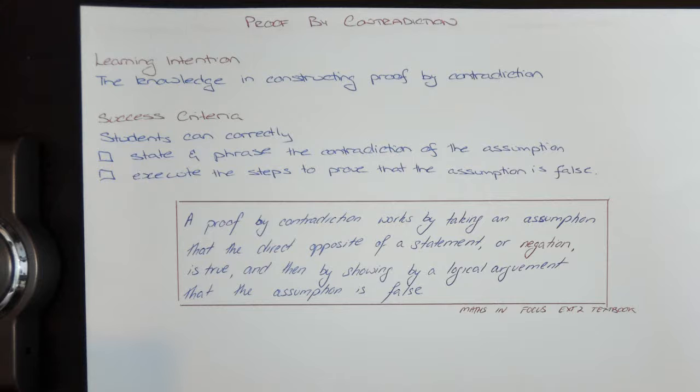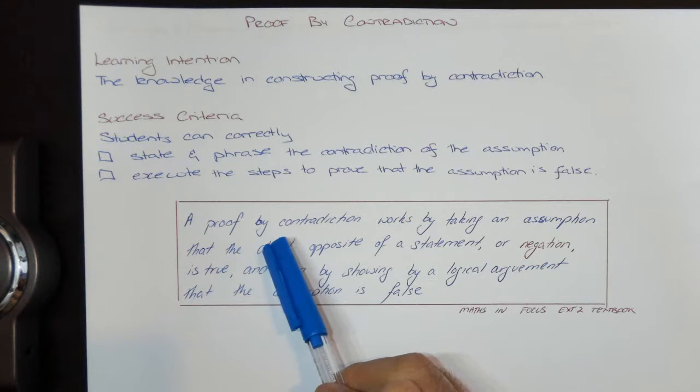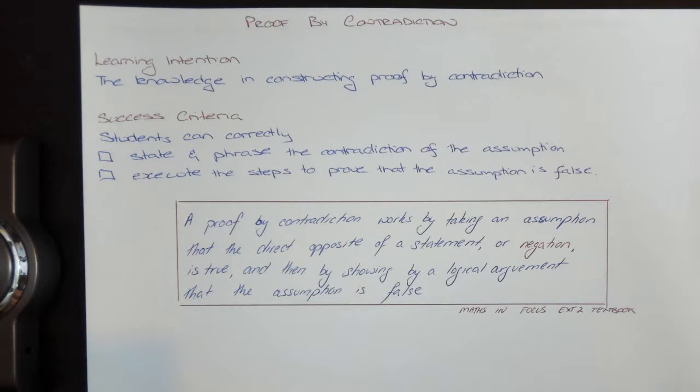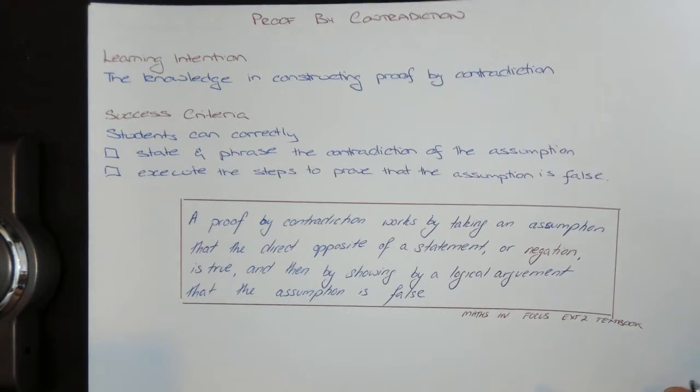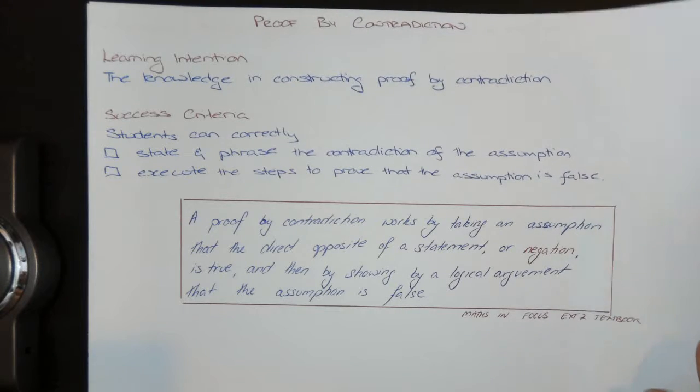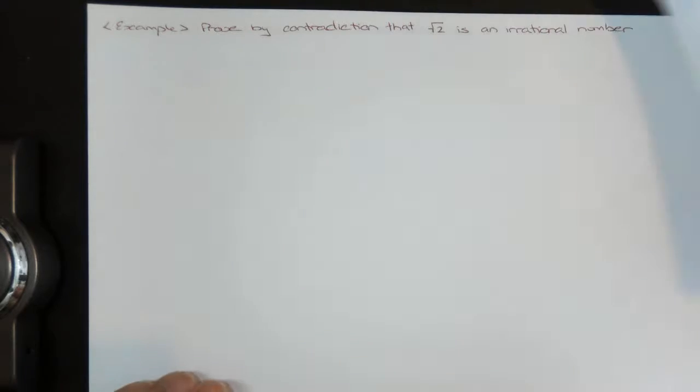false. So from our Maths in Focus textbook, proof by contradiction works by taking an assumption that the direct opposite of a statement, in other words, its negation, is true, and then by showing by logical argument that the assumption is false. I'm going to do a couple of examples. The more we do, the better we become at it.